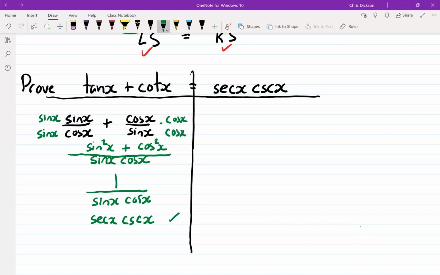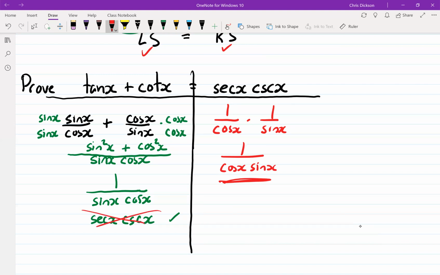But some students might choose, and you can do this, to work with the right side when they change things. They could have said, well, this is 1 over cos x times 1 over sine x, which of course is 1 over cos x sine x. And they might have stopped here, but then you wouldn't have done this part. You would have stopped here because you want to stop as soon as the two sides are saying exactly the same thing. So you want to make sure that you follow that pattern there.